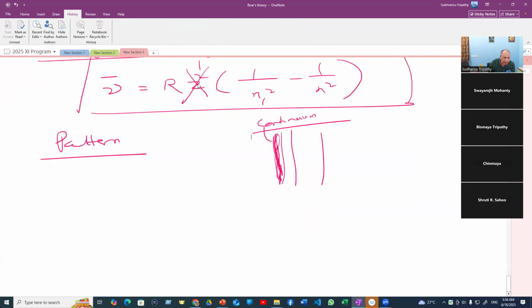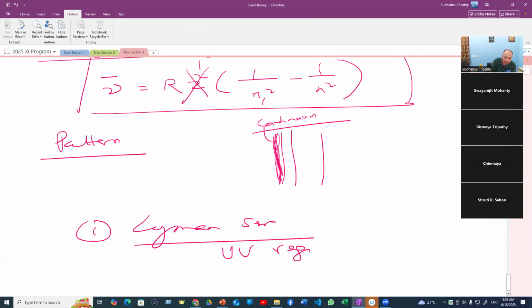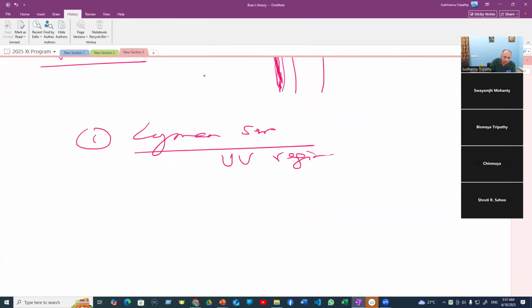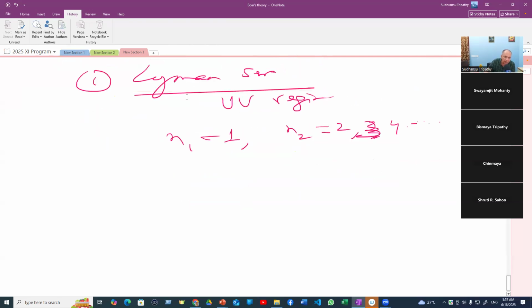and this is the pattern for every series. So the Lyman series, as you know, falls in the UV region, where n1 is equal to 1 and n2 is equal to 2, 3, 4, 5 and so on. I'm not writing anything because the pattern is common to all, but the region is different. UV region.